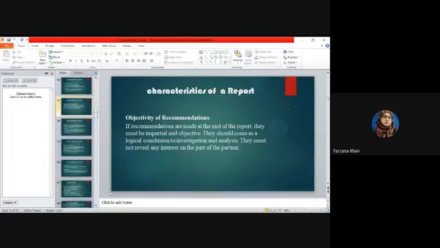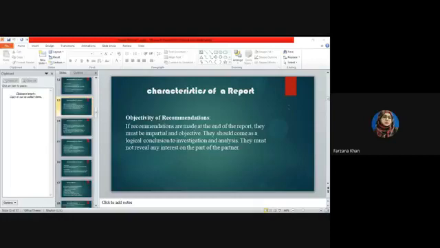And the next component of the characteristics of a report is objectivity of the recommendations, a very important aspect of writing a report. If recommendations are made at the end of a report, they must be impartial and objective. They should come as a logical conclusion to investigation and analysis. They must not really reveal any self interest on the part of the writer.